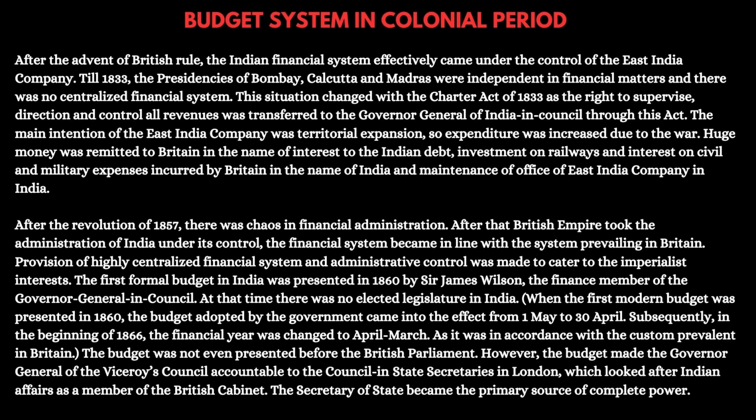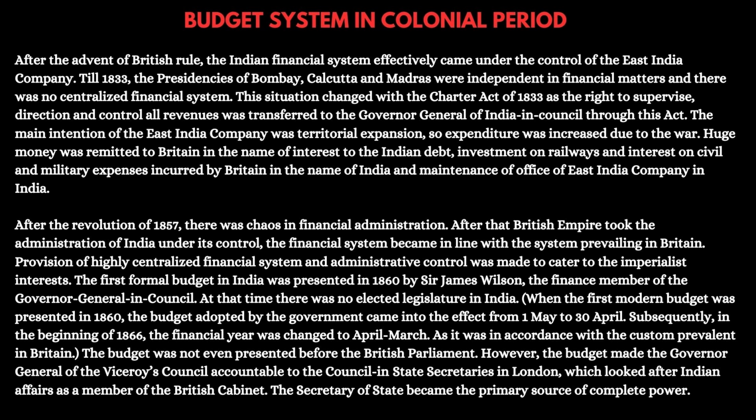Now we understand the budget system in the colonial period. After the advent of British rule, the Indian financial system effectively came under the control of the East India Company. Till 1833, the presidencies of Bombay, Calcutta and Madras were independent in financial matters, and there was no centralized financial system. This situation changed with the Charter Act of 1833, as the right to supervise, direct and control all revenues was transferred to the Governor-General of India in Council through this act.